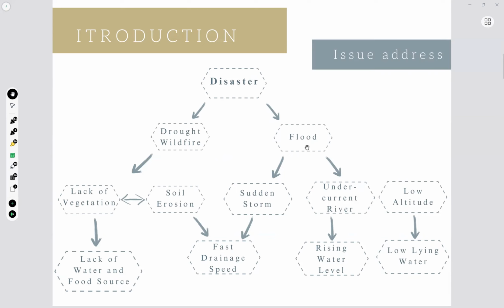And as for the flood, it is the most important emergency situation that our site is facing. It is caused by sudden storms combined with soil erosion. So they make the drainage become really fast, but the soil doesn't really absorb the water, so the water just gets together and forms the flood. It's also caused by the undercurrent river, which means the underground river. So when it's raining, the water level rises and the flood happens. And it's also caused by the low altitude of the residential area, which I'll talk about in the site analysis.